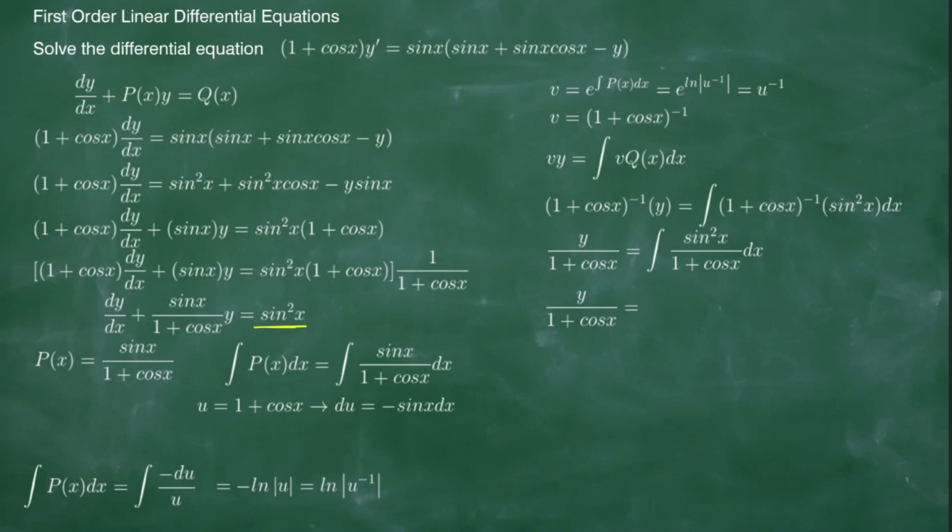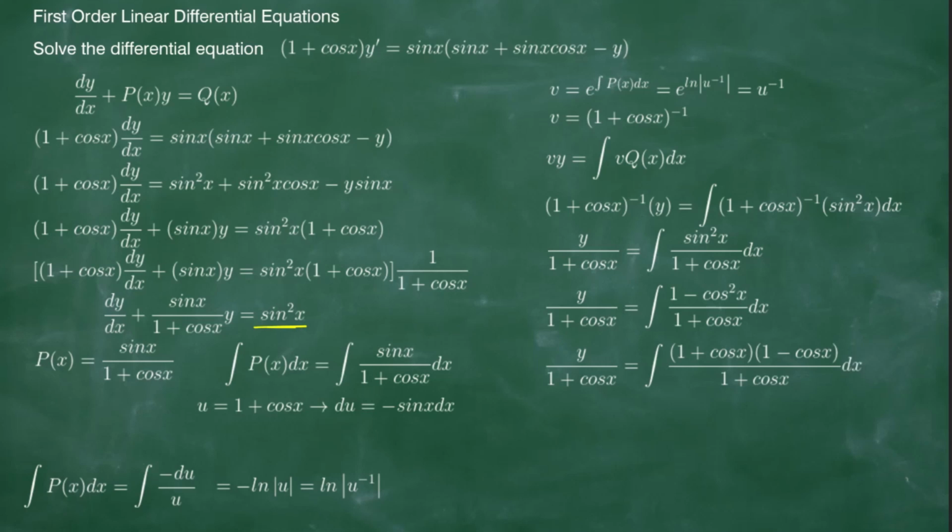I will copy the left side, is equal to the integral of sin²x, which is equal to 1 − cos²x over 1 + cos x dx. And 1 − cos²x is the difference of two squares, (1 + cos x) times (1 − cos x), divided by 1 + cos x dx. So the 1 + cos x factor will cancel, and then we'll have the integral of 1 − cos x, which is x − sin x + c.